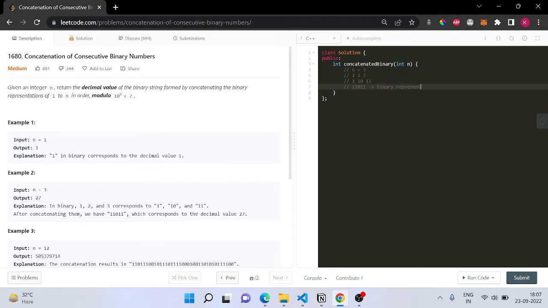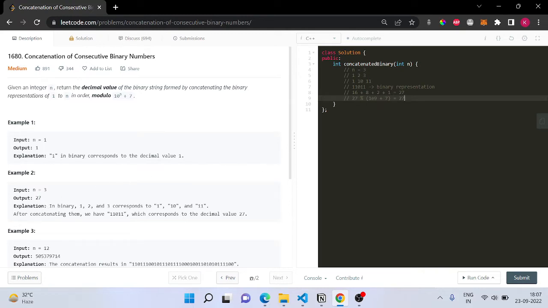The decimal value is 16 plus 8 plus 2 plus 1, that is 27. And we need to take the mod of it, 27 mod 10 to the power 9 plus 7, that is 27. So our final answer will be 27.